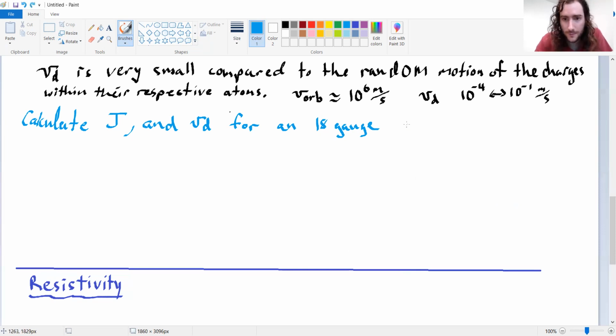This is a copper wire. The diameter of the wire is 1.08 millimeters. Oh, sorry, 1.02.